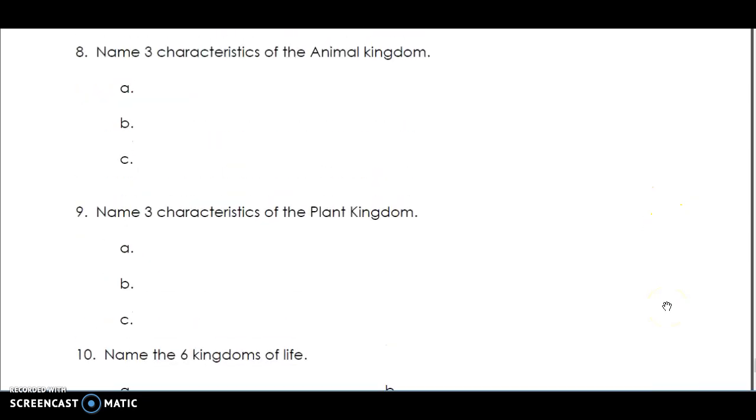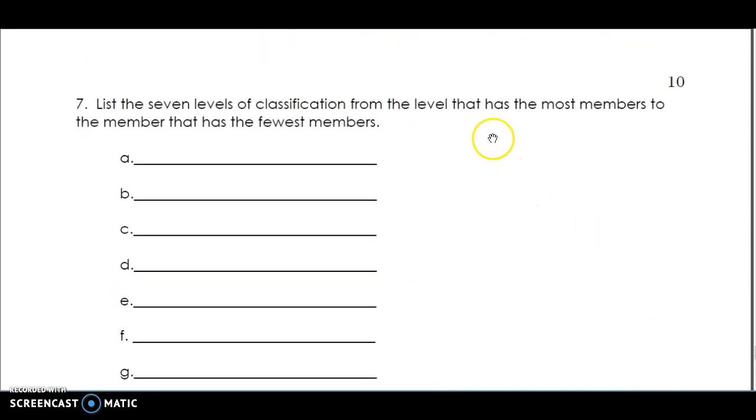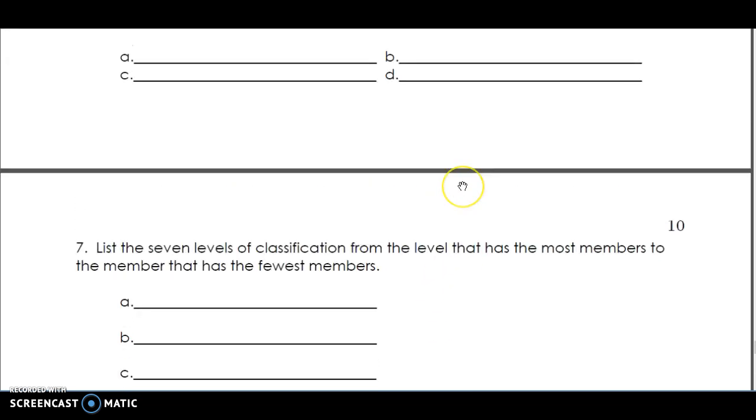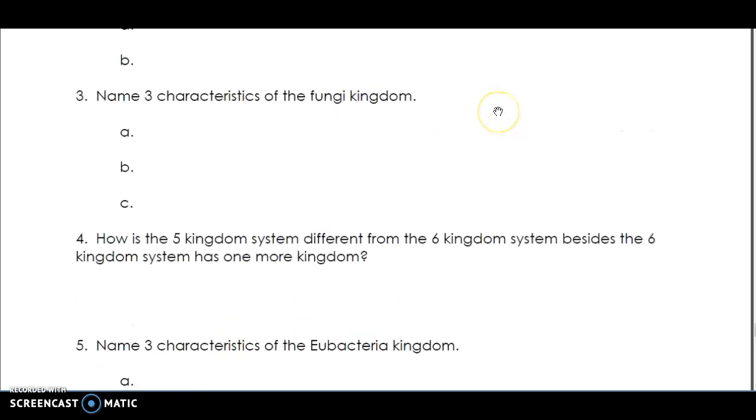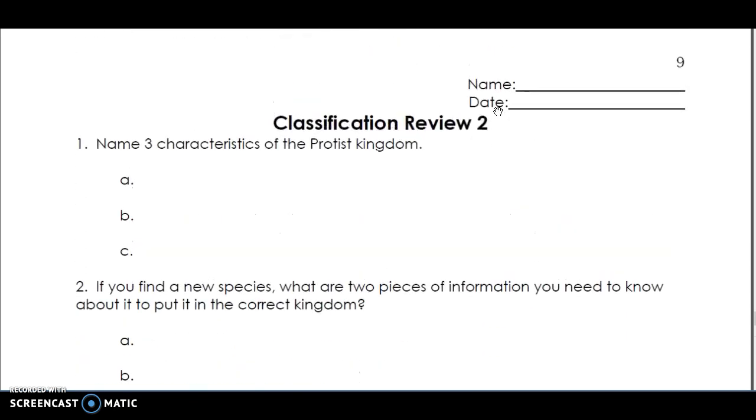Again, with this section, if the questions do not have a letter by them, like question number 4, then I would like for you to answer that in complete sentences. All right, so you guys can get to work on this one. Remember, you may need to use Reading Guide A to help you answer some of the questions on this section as well.